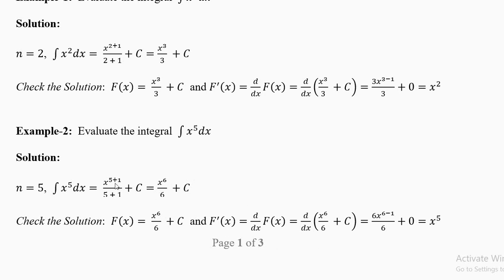Now 5 plus 1 is 6, so x power 6 by 6. Now you differentiate x power 6 by 6 plus c, your answer. What's the rule? n into x power n minus 1. So 6 into x power 6 minus 1 divided by 6. This 6 will cancel with 6. 6 minus 1 is 5. We'll get x power 5. No need to add the 0. x power 5 plus 0 is x power 5. 10 plus 0 is 10.